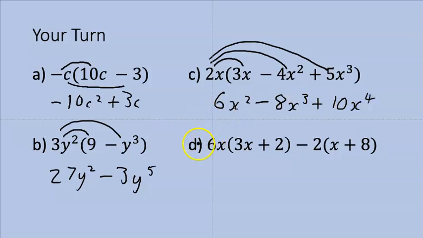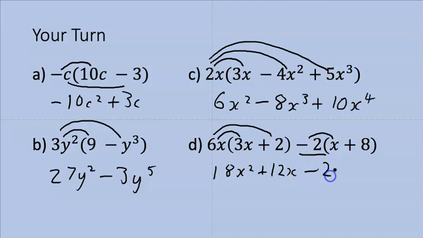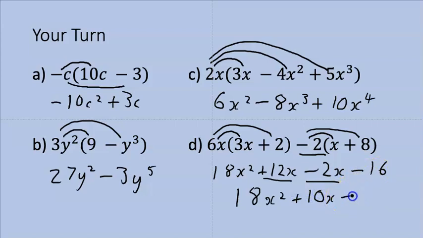And then the final one here, we just simplify it. 6x times 3x is 18x squared. 6x times 2 is 12x. Now I deal with the minus, so I just put a dash underneath it. Minus 2 times x is minus 2x. Minus 2 times 8 is minus 16. 18x squared. 12x, take away 2x, gives me plus 10x. And then minus 16.